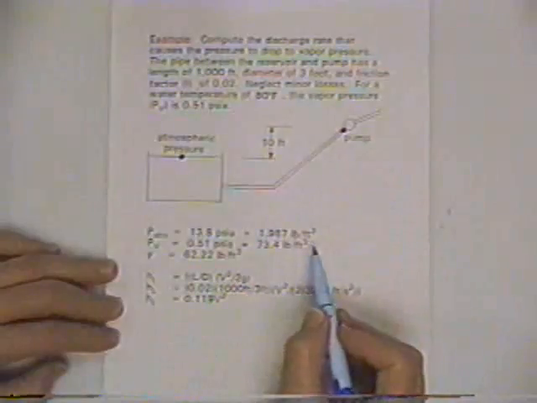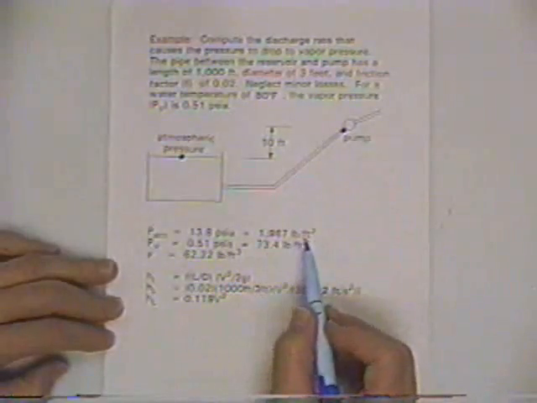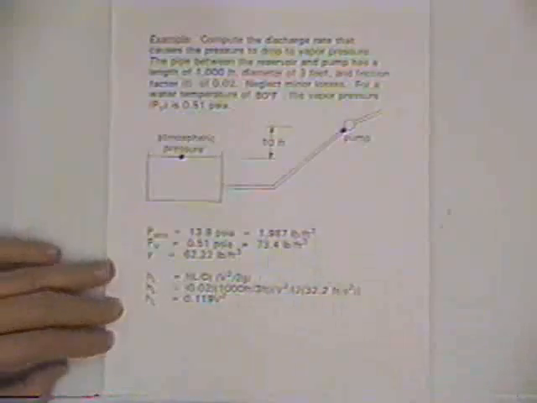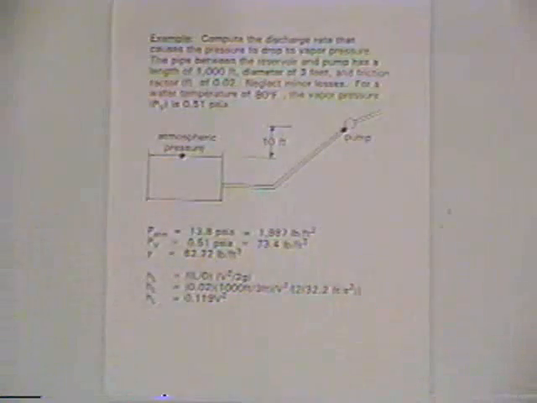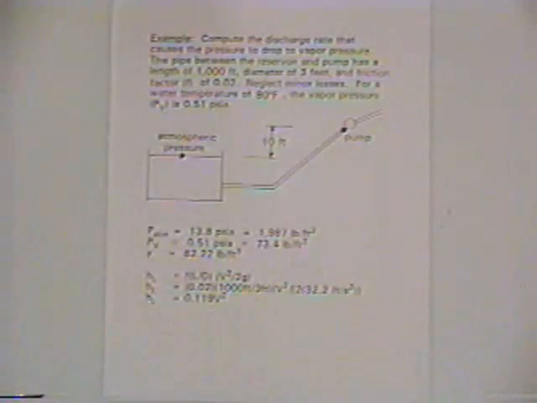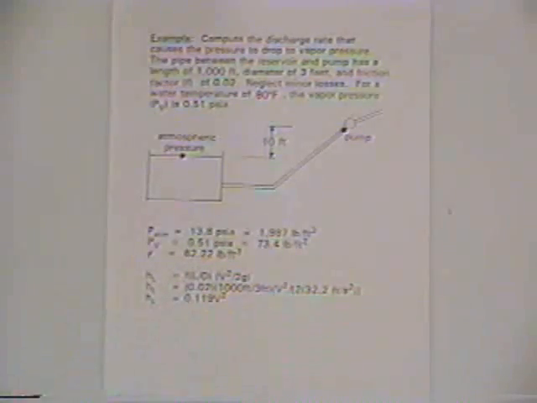And so the data that's given here, at this location, atmospheric pressure is given as 13.8 psi absolute, and that converts to 1,987 pounds per square foot. And the vapor pressure, that pressure at which the liquid water converts to bubbles of vapor, is 73.4 pounds per square foot, and the unit weight of water at this temperature is 62.22 pounds per cubic foot.